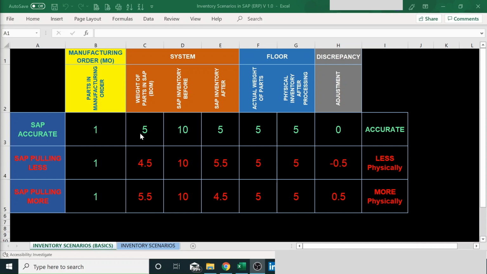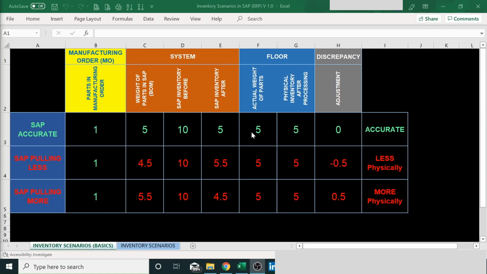So let's say the weight of the part in SAP, or in the bill of materials, is set up at 5 pounds. Let's say our inventory in SAP, all this is system, says we have 10 pounds. So the system says we should consume 5. The system says we should have 10 in inventory for one product. And let's say after we consume those 5, our inventory is going to go down to 5.